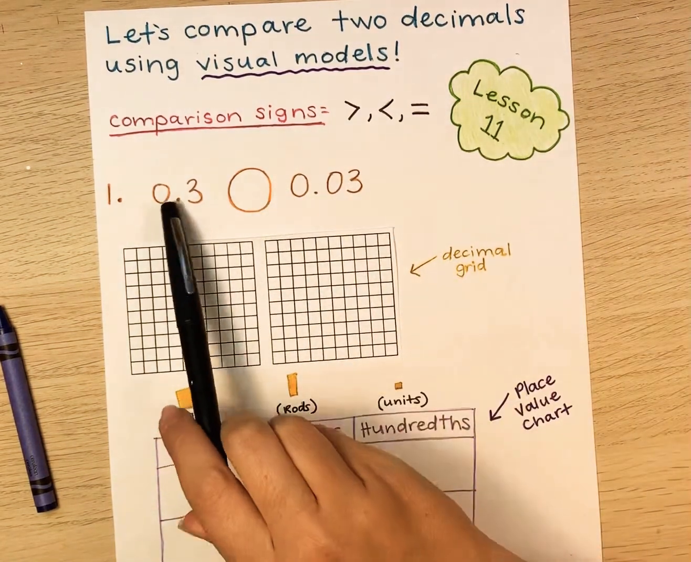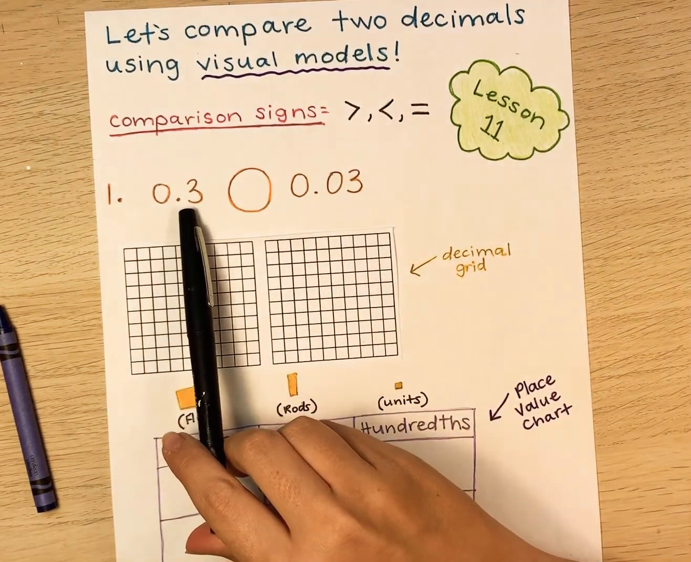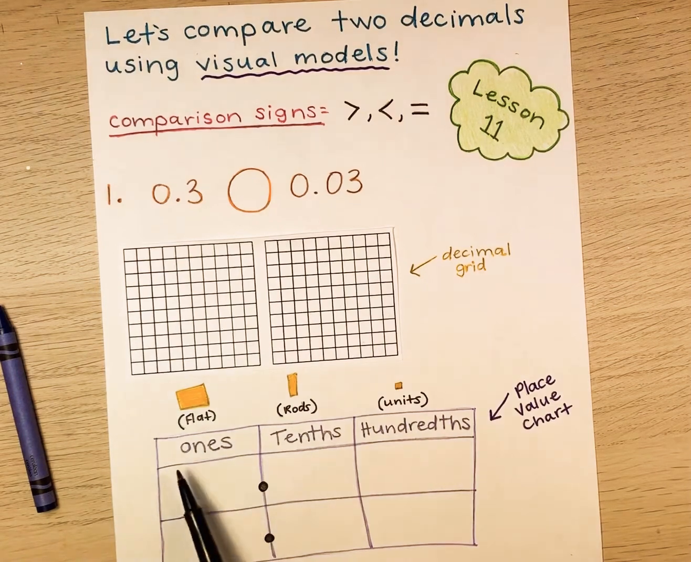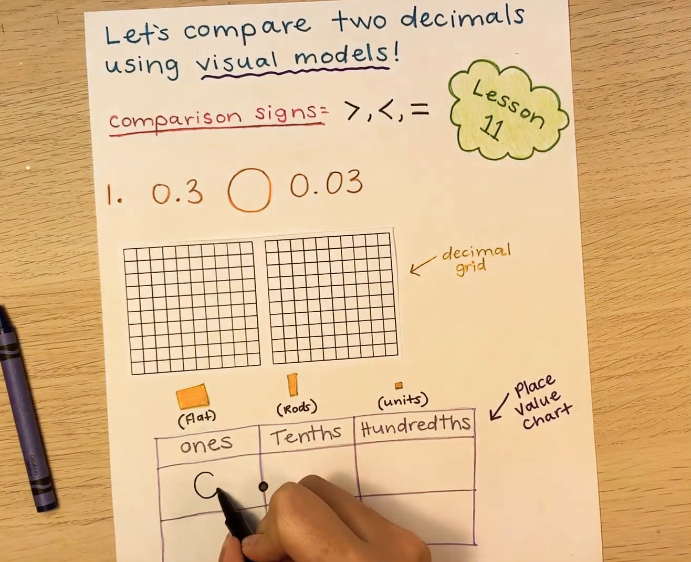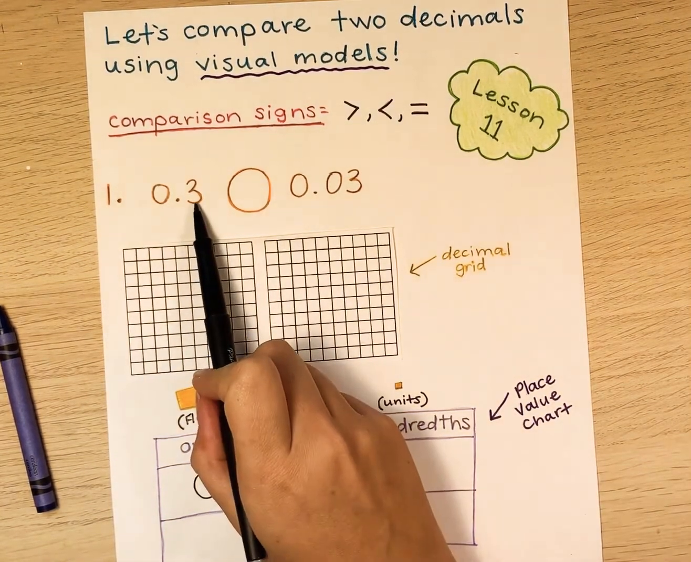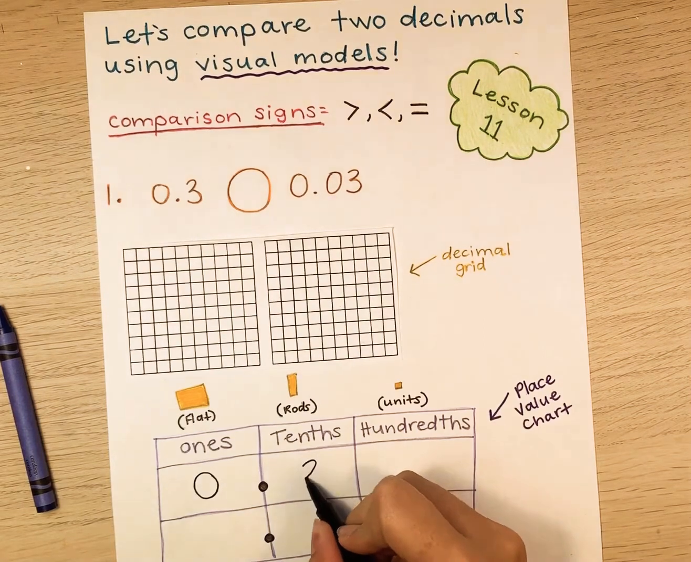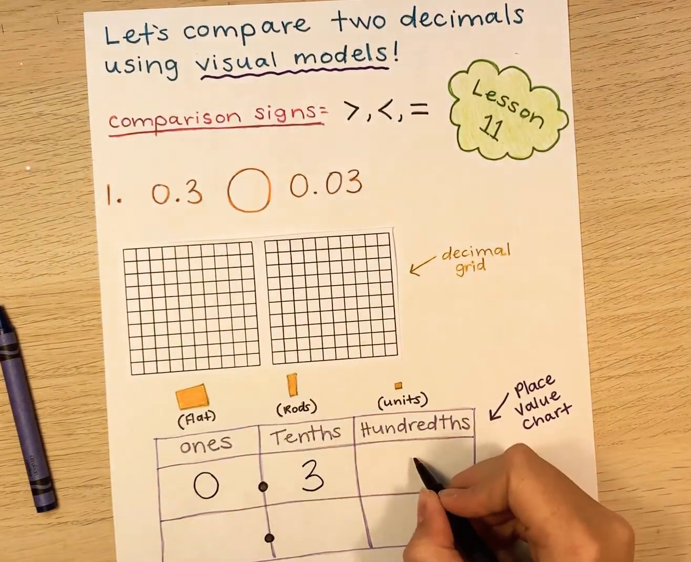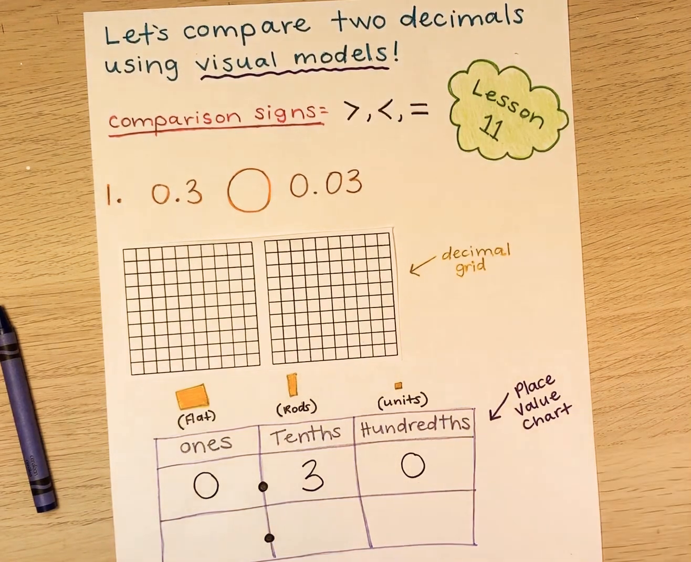So our first decimal here, we have 3/10. So we're going to fill in this chart. We know that this decimal is not greater than 1, so we're going to fill in a 0 for the ones place. Our tenths, we know that there's a 3 there because it's 3/10. And we don't have any hundredths, so we can either leave this blank or we can add a 0 here.